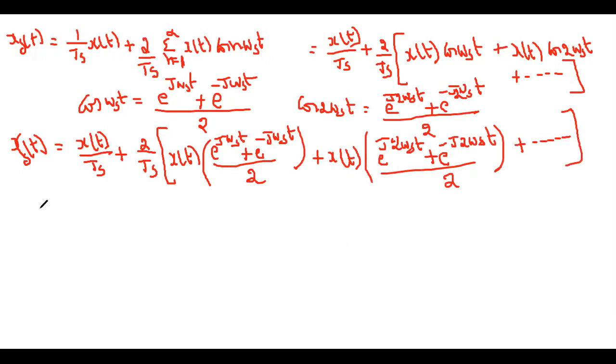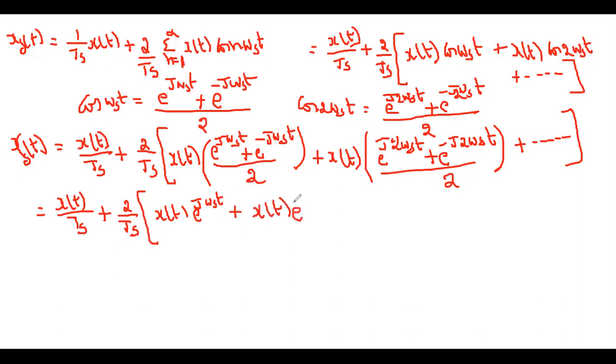Okay, my dear friends. So now again simplify the function, x of t by ts plus 2 by ts whole multiply with x of t into e power j omega s into t plus x of t e power minus j omega s into t plus x of t e power j 2 omega s into t plus x of t e power minus j 2 omega s into t plus up to so on.